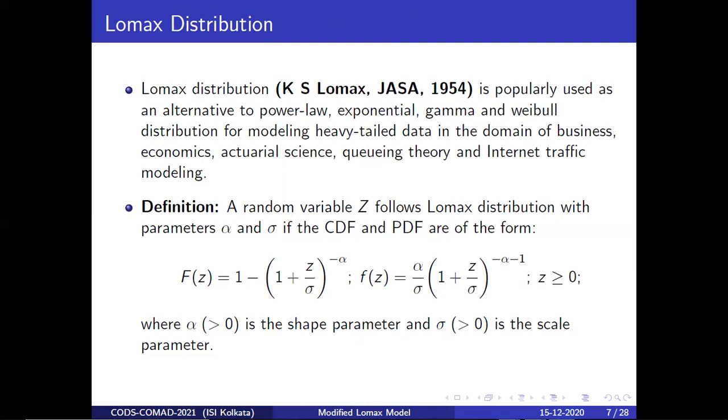A random variable z is said to follow Lomax distribution with parameters alpha and sigma if the CDF is of the following form: F(z) equals 1 minus (1 plus z by sigma) to the power minus alpha, where alpha is the shape parameter and sigma is the scale parameter, and both are greater than 0.